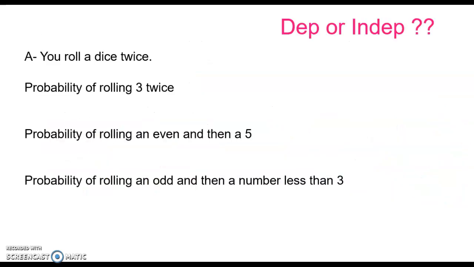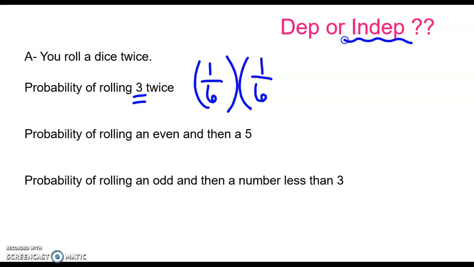Okay, so let's look at a few examples. Rolling a dice twice, right? You roll the dice, pick it up, roll it again. Dependent or independent? Well, what I get on the dice the first time doesn't affect or alter what's going to happen the second time, so independent events. Probability of rolling a 3 twice in a row. Well, probability of rolling a 3 the first time is 1 out of 6 options on the dice. And rolling a 3 the next time is still 1 out of 6. Multiply across the top, multiply across the bottom. There's your overall probability of rolling 3, then 3.